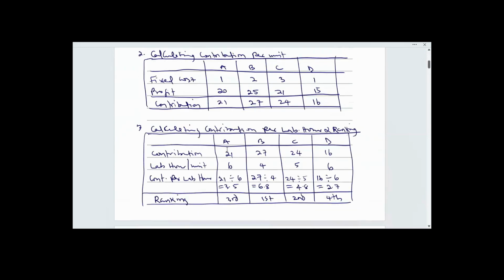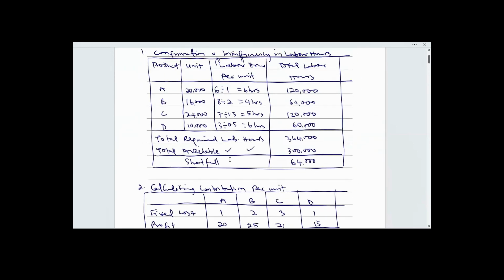Next, we go back to the question. What's the number of units for product B? Product B, we have 16,000 units. What's the unit for C? 24,000. 20,000 and 10,000. Thank you. I get that, Abiodun. Yes, sir. All right then.